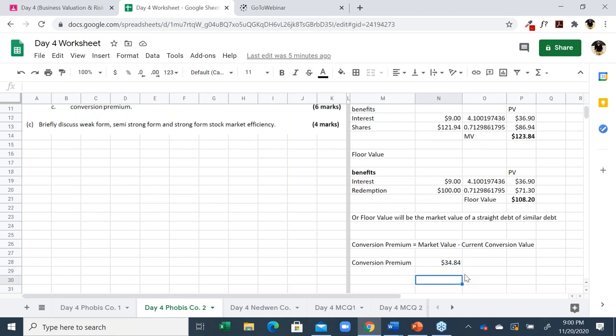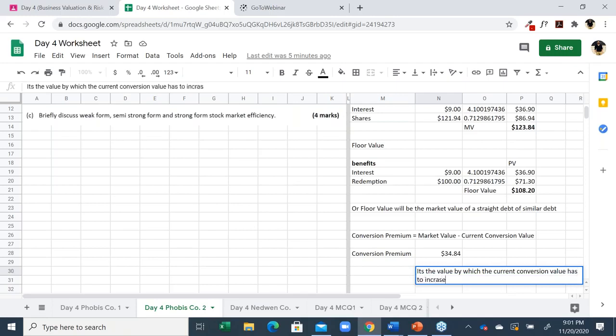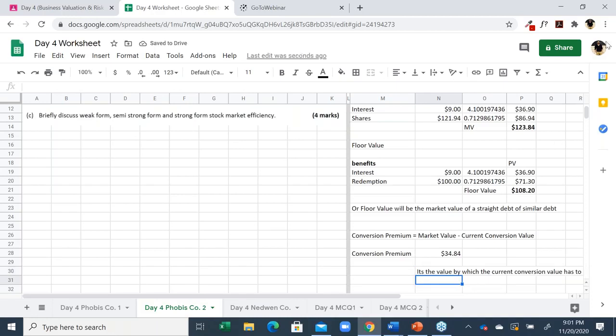So if you want to describe this, you should describe it in this way. It's the value by which the current conversion value has to increase so that it equals the market value of the bond. So that's the conversion premium.